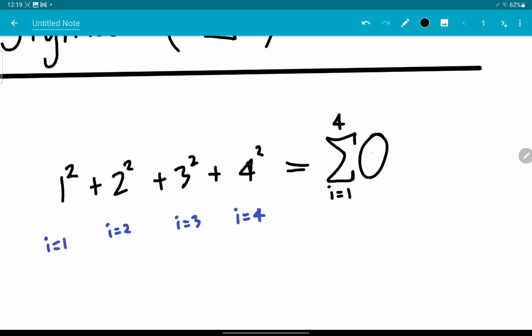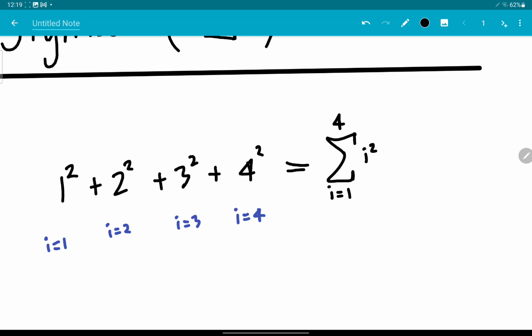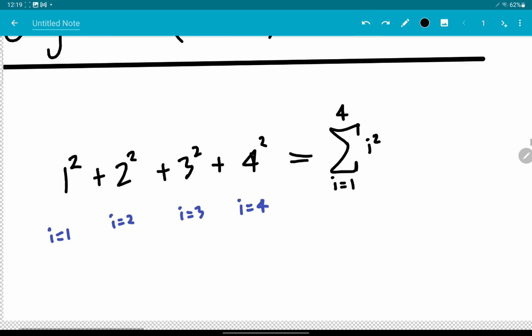And then what am I summing? Well, every time, what do I have? I got 4 squared, that's I squared, right? Every time it's I squared that's being added. So we would much rather write this because it's a lot easier to write than this. 4 terms isn't a big deal, but if I had 44 terms, then this would be quite painful, wouldn't it? Okay, another example.